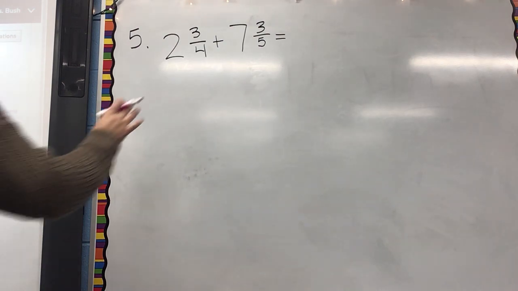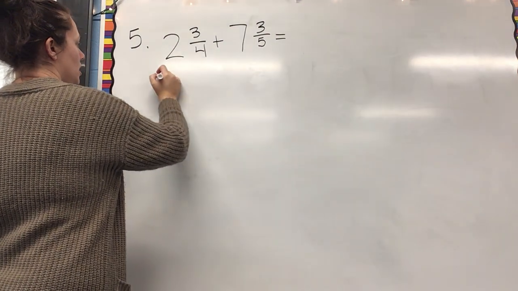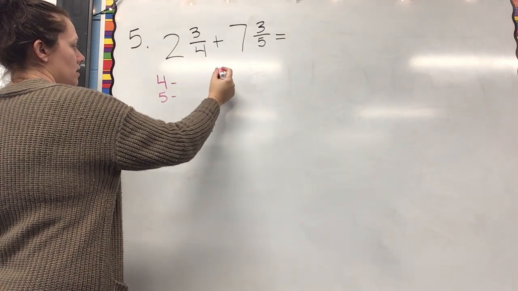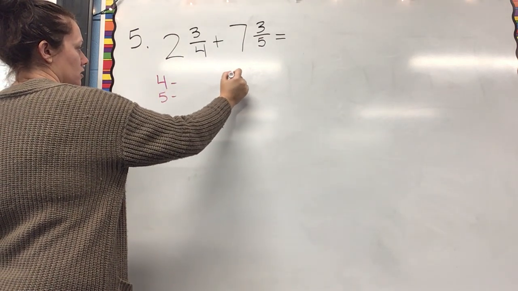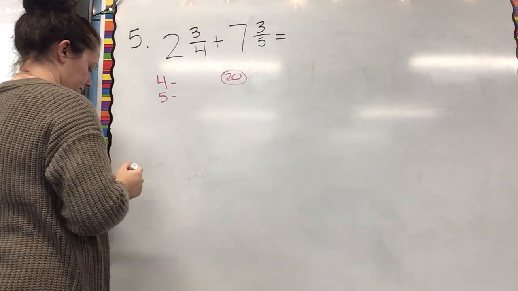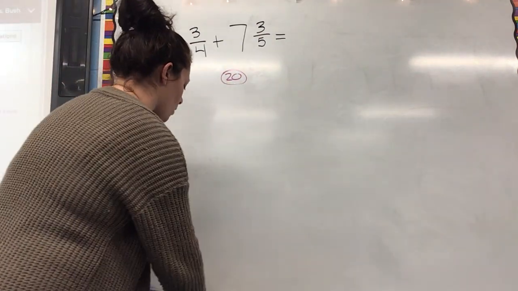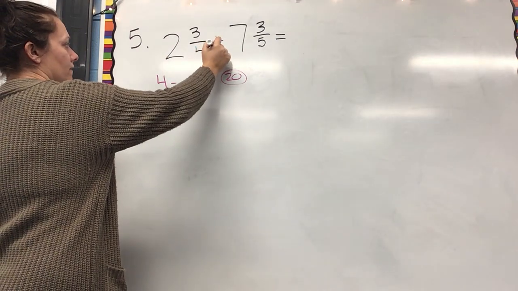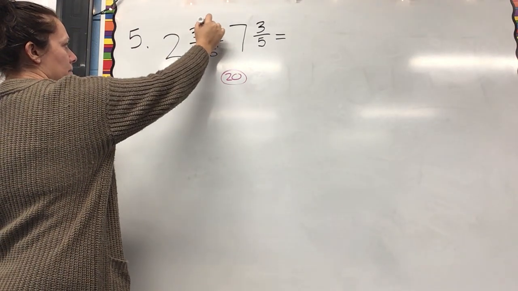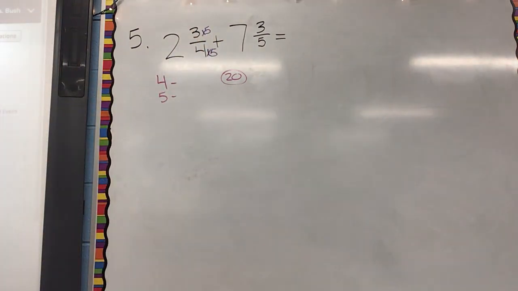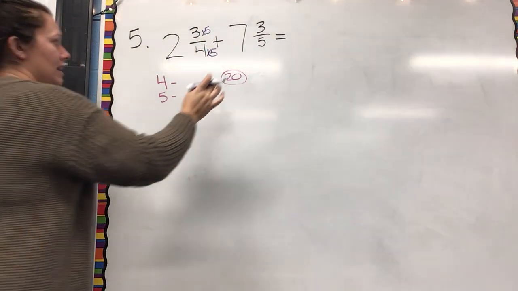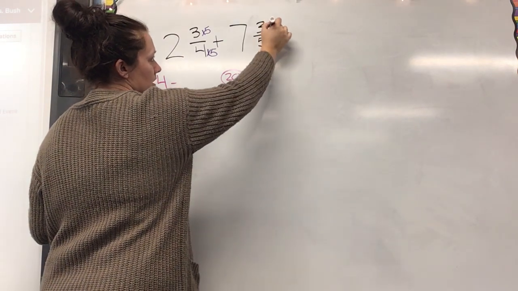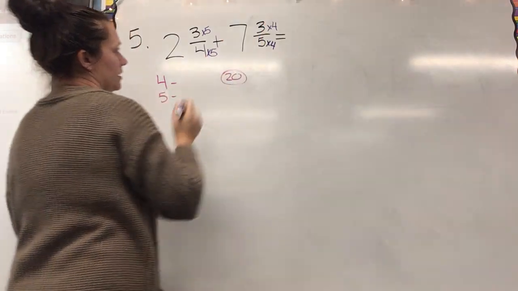Let's check it. Do I have like denominators? No. When you make a list of your multiples, what did you find to be your common denominator? 20. Very nice. So, how do I get a 4 to be a 20? 4 times 5. And a jealous sibling up here. 15. All right. What about over here? How do I get this 5 to be a 20? Multiply by 4. And when I do it to the bottom, I also have to do the top.